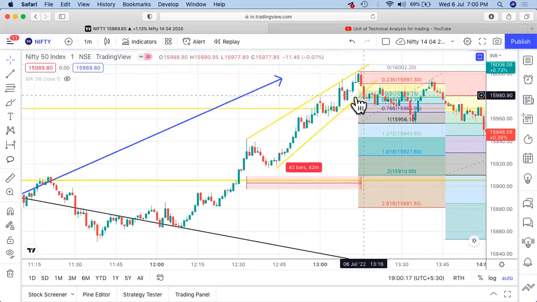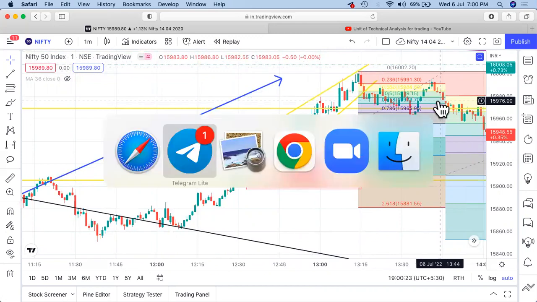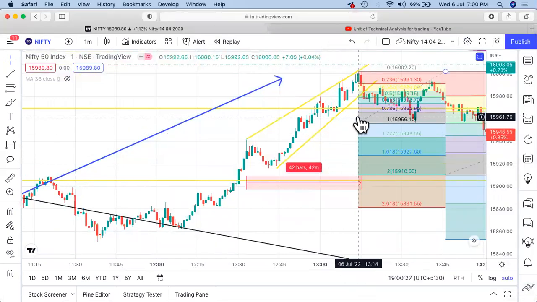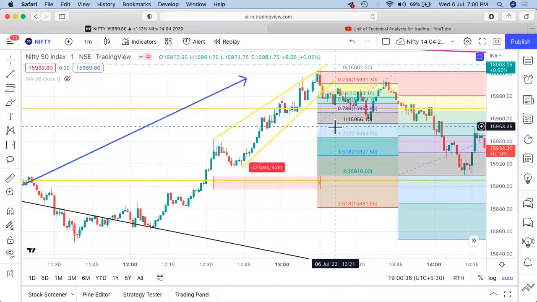But that is only a signal. Your confirmation is only on the basis of Fibonacci and price action, right? So this was 114, and this was the last candle from where it just zoomed down, 114, right? So timing wise, we have to be very careful on that part, right?